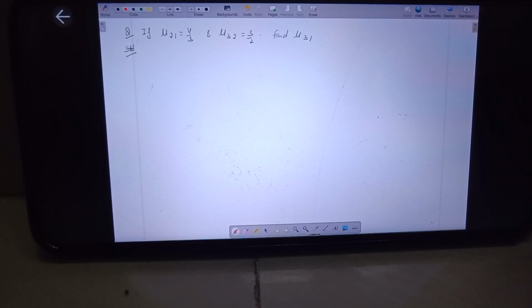Refractive index of medium 3 with respect to 2 is 3 by 2. You have to find out the refractive index of medium 3 with respect to medium 1.